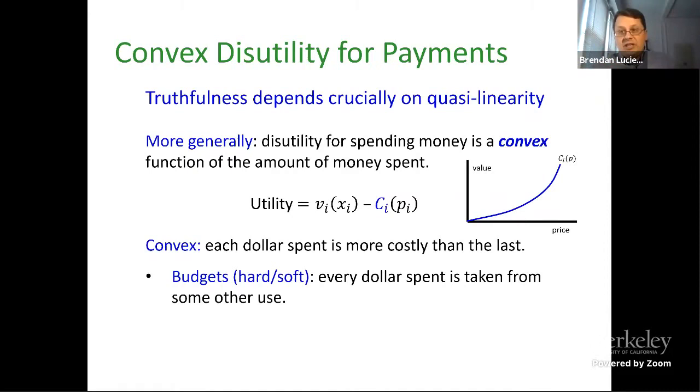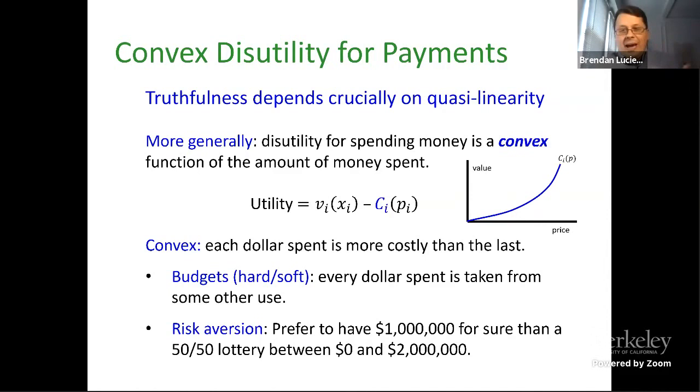And that gives you this convexity. It also captures things like risk aversion and so on. A lot of different utility models are captured here. Okay, great. So suppose that we believe that, more generally, agents might have these convex disutility for payments. So now there's a robustness question here.